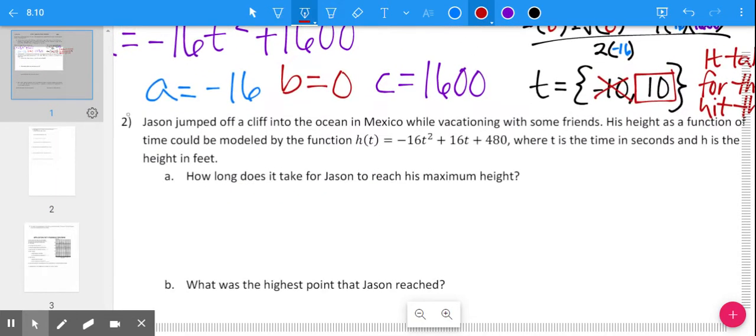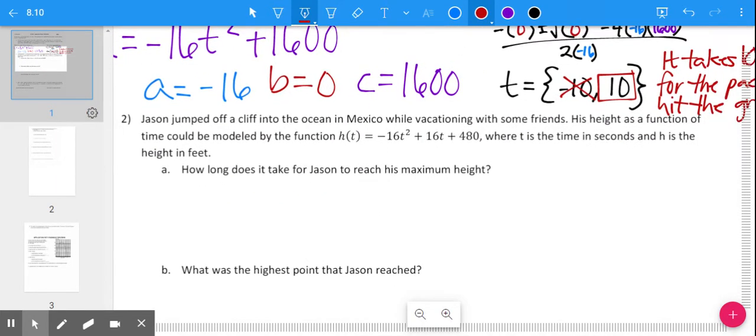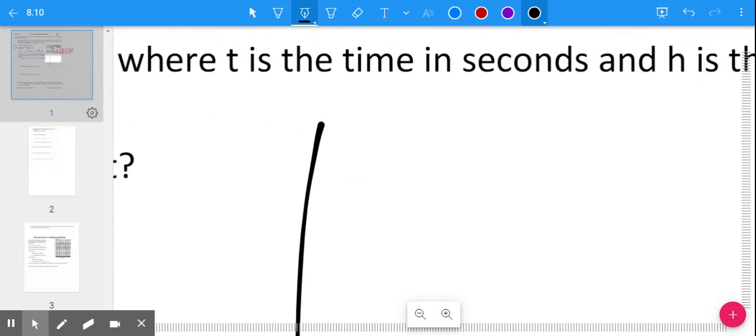So then, Jason jumped off a cliff into the ocean in Mexico while vacationing with some friends. His height as a function of time can be modeled by the function h of t equals negative 16t squared plus 16t plus 480, where t is the time in seconds and h is the height in feet. So it says, how long does it take for Jason to reach his maximum height? So if we're talking about him jumping off of a cliff, and we want to know when he will reach his maximum height.